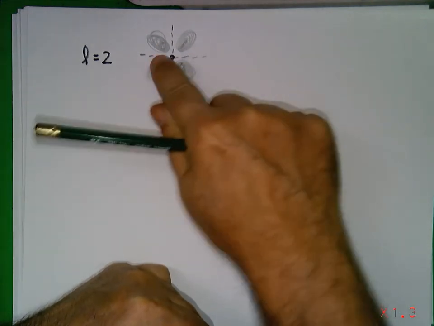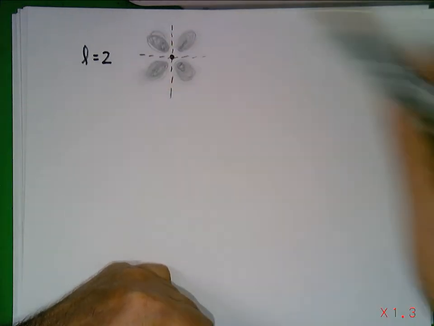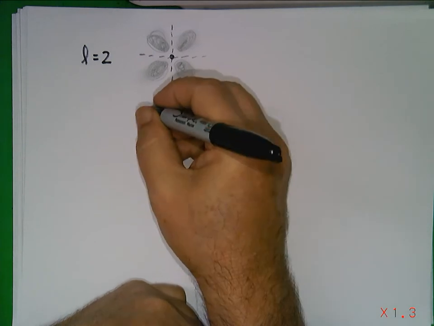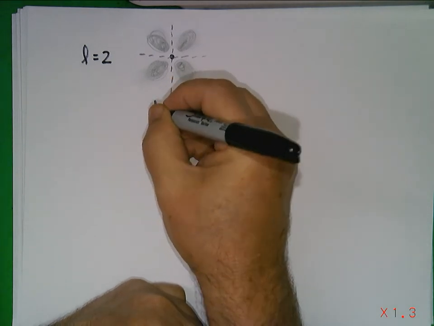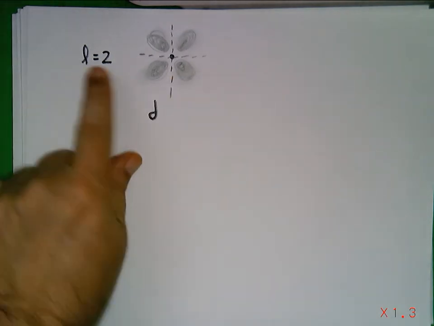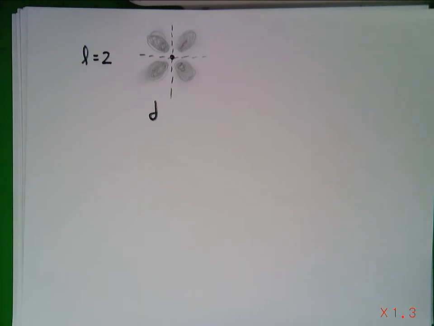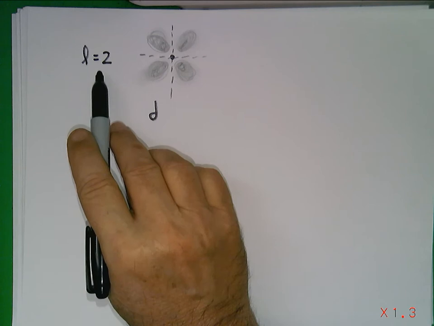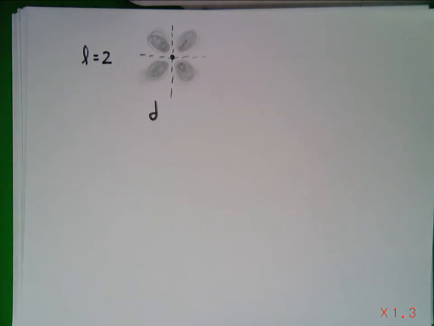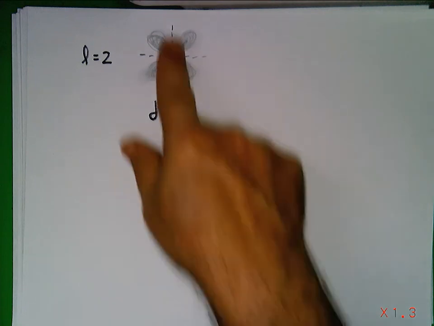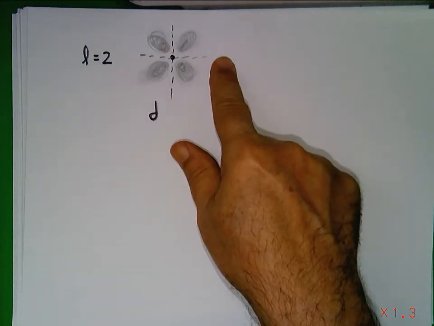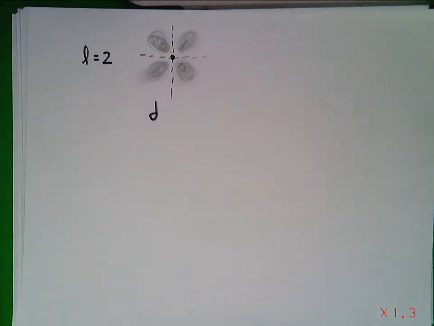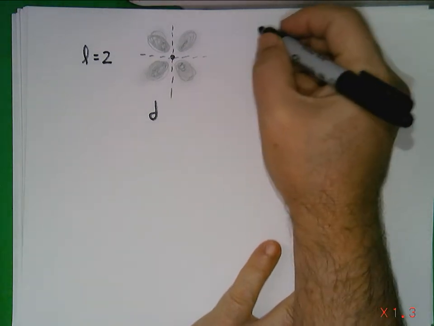So you get this kind of cloverleaf shaped cloud, and this is called a d orbital. Whenever you have L equals 2, you'll get a d orbital out of this. And this is one way to cut it. You need 2 nodes. Now there's another way to cut it with nodes. Instead of having 2 planes, you can have 1 cone. Here's what a conical node looks like.